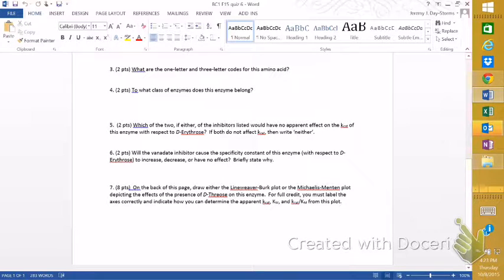And then finally, it says on the back of the page, draw either the Lineweaver-Burk or the Michaelis-Menten plot depicting the effects of the presence of the inhibitor on this enzyme. For full credit, you must label the axes correctly, indicate how you would determine the apparent Kcat, Km, and Kcat over Km for this plot. And so I'm going to just redraw that. I've done it once, but I'll redraw it to make it larger.